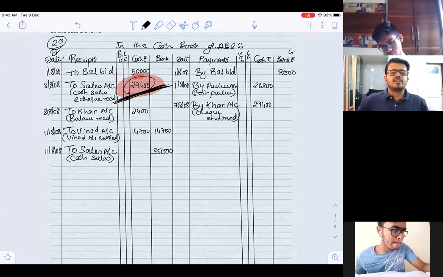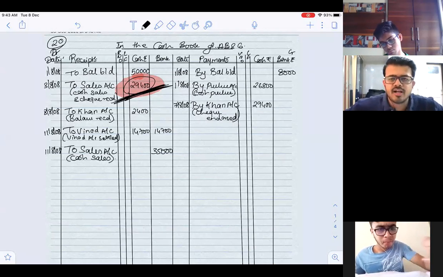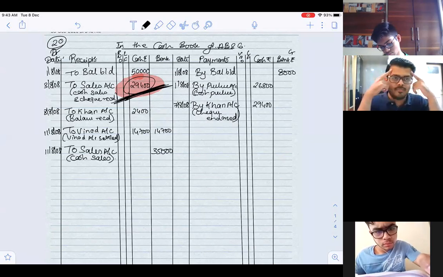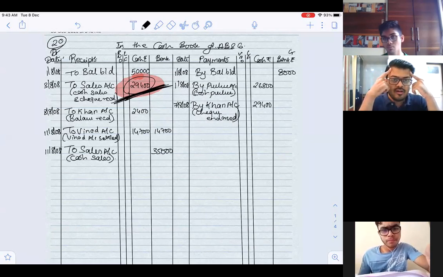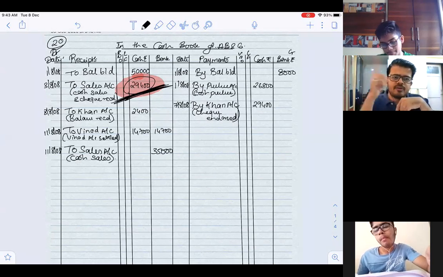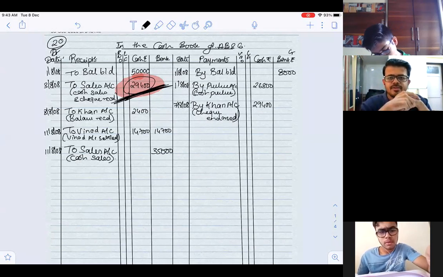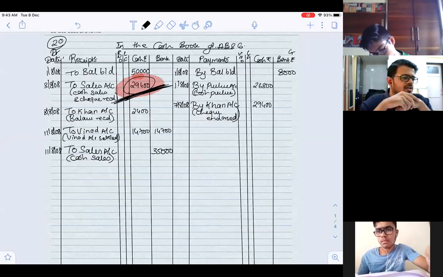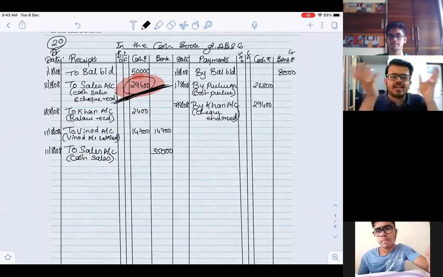And then settled Khan's account in full. Now think and tell me, how much should I pay him? 27 or 29? 29,400. Obviously 29,400 because the check worth 29,400 got bounced. So again, I'm supposed to pay him 29,400. Same amount. Okay. Is that clear? So 29,400 which we are supposed to pay to Khan, we are paying him in cash. So what entry should I pay? Khan to cash, Khan to bank.